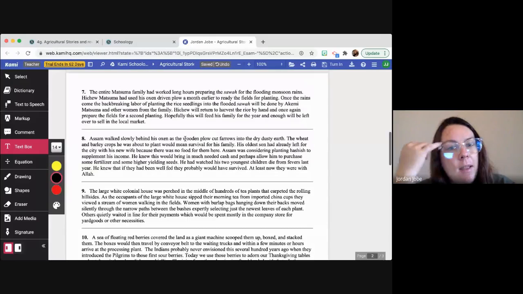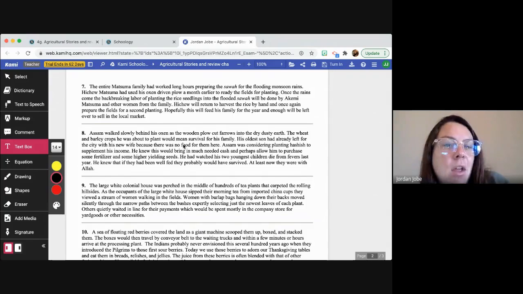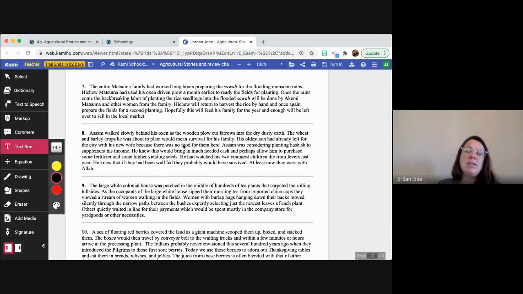Okay. The entire Matsuma family had worked long hours preparing the Sawa for the floody monsoon rains. Hichu Matsuma used his oxen-driven plow a month earlier to ready the fields for planting. Once the rains came, the backbreaking labor of planting the rice seedlings into the flooded Sawa would be done by Akemi Matsuma and the other women from the family. Haichu would return to harvest the rice by hand, once again prepare the fields for a second planting. Hopefully this will feed his family for the year and enough will be left over to sell in the local market.